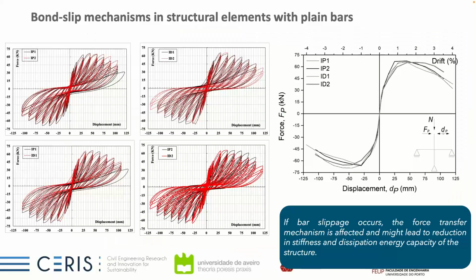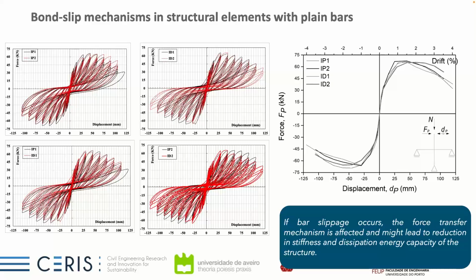And some results that I would like to share. In the end, I will look only at the result of one of them, but we have modeled already the 4 beam column joints. Here you can see some of the comparisons, in a global way, IP1 and IP2. Just to have this in mind, IP is plain bars, ID deformed bars, 1 high axial load, 2 the lower level of axial load.